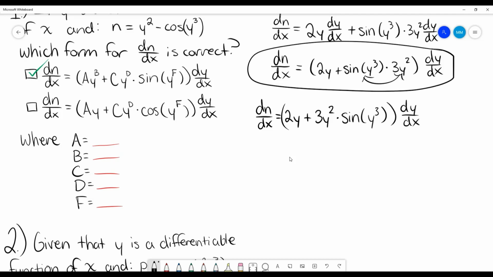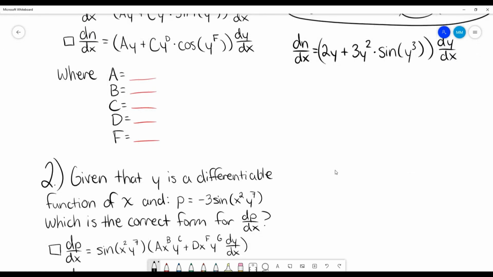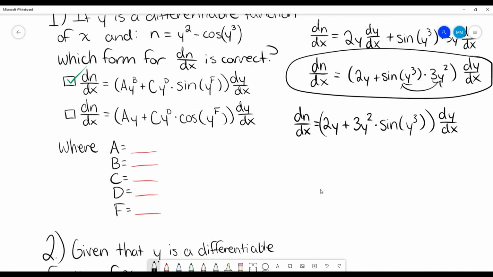Okay, looks like we've got those exact terms now. So we've got an a, we've got an a times y. Our a here is going to be 2. Y to the power of b, that's obviously to the power of 1, because y to the power of 1 is just y. And then plus c is going to be 3 times y to the d. In this case, d is 2. And, oh, sorry, should be up here. And then times sine of y to the power of f, y to the power of 3. That's all that is.